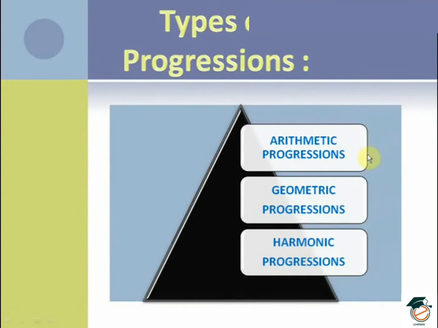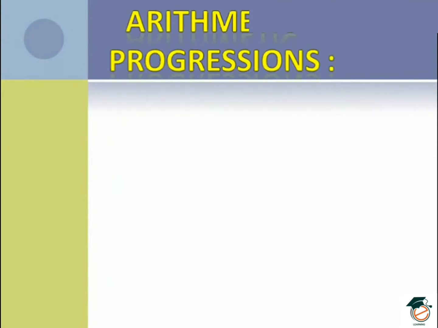So these are the three major types of progressions that we are going to study in this chapter: the arithmetic progressions, the geometric progressions and the harmonic progressions. So one by one we are going to see all these three types of progressions. The first is the arithmetic progressions.